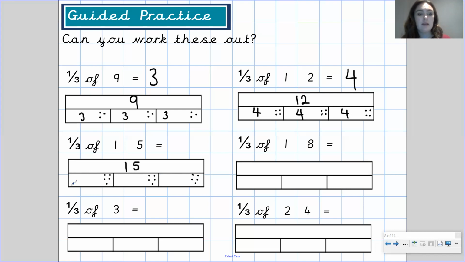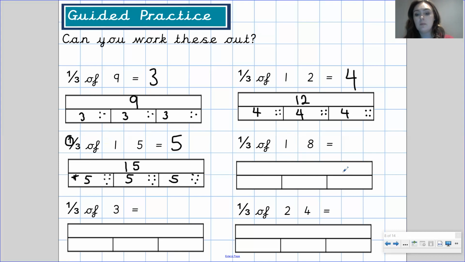So how many is going to be in each part? Well done, it's going to be 5. And also, because we're only finding 1/3 of 15, it means we only care about one of these parts. So 1/3 of 15 is 5. Okay, let's have a go at 1/3 of 18.